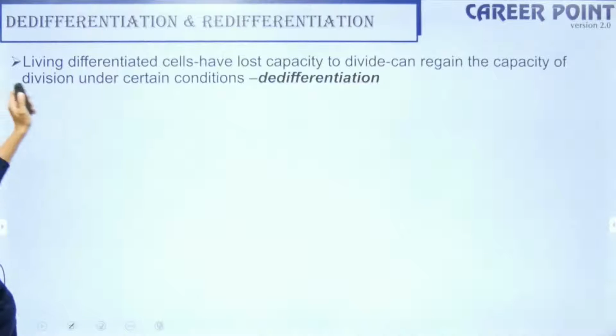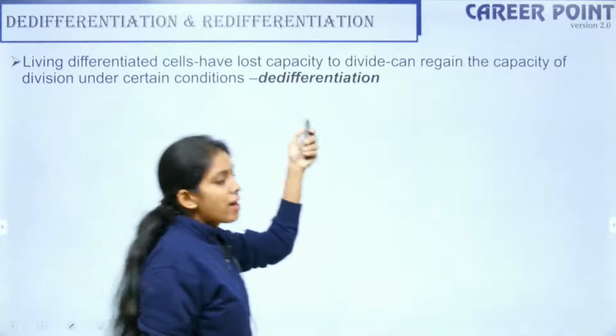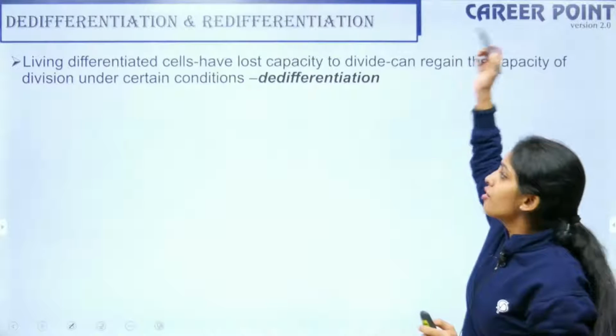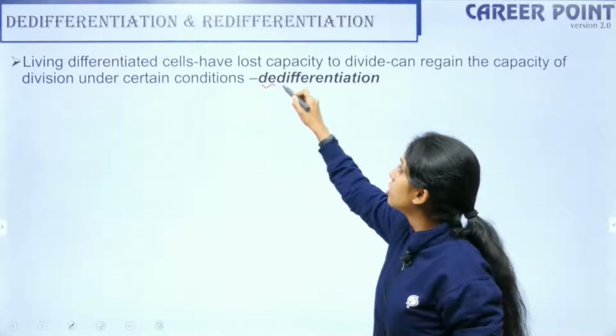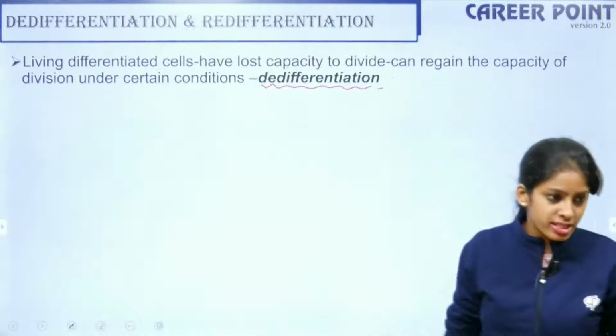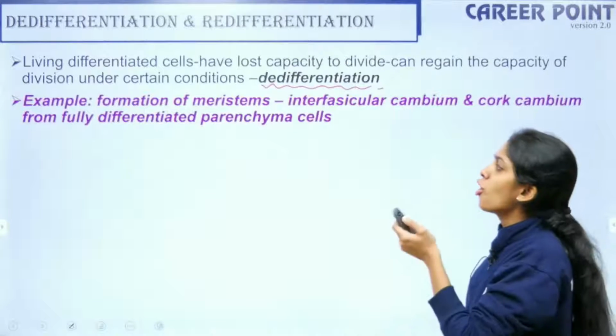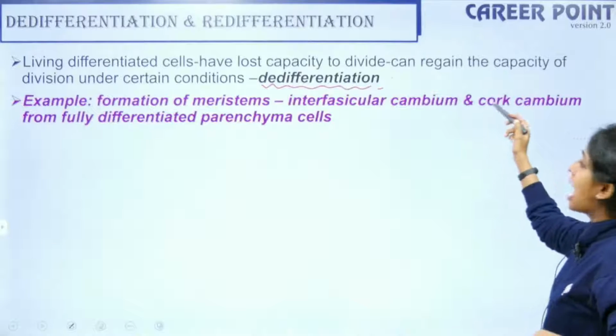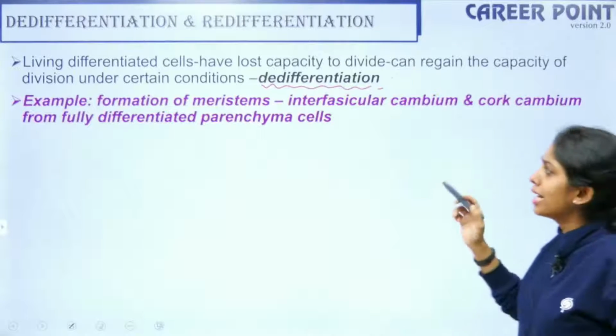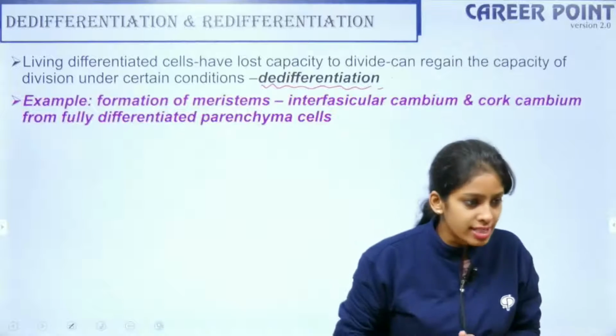So living differentiated cells having lost the capacity to divide can again regain the capacity of division under certain conditions. So that is known as dedifferentiation. Alright. So formation of meristems, that is interfascicular cambium and cork cambium, from fully differentiated parenchyma cells.